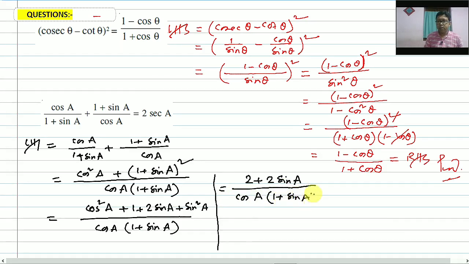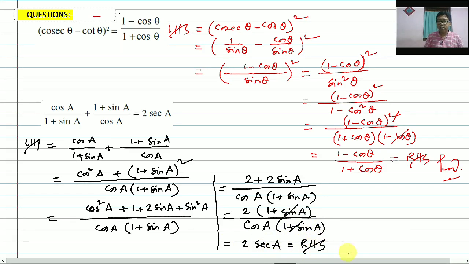and take 2 common. So 1 plus sine of A whole divided by cos A into 1 plus sine A. 1 plus sine A is cancelled. So 2 upon cos of A, that is equal to 2 sec A. So it's your RHS, as the proof. Okay. So you have to take the last one.